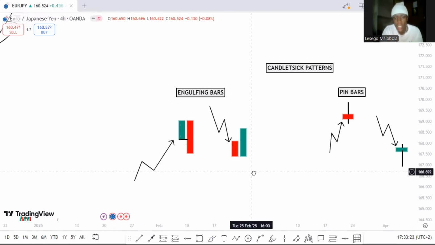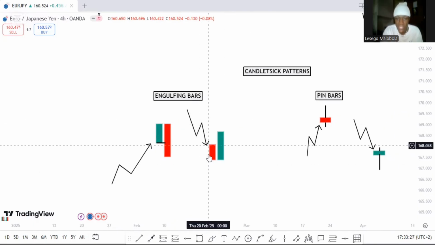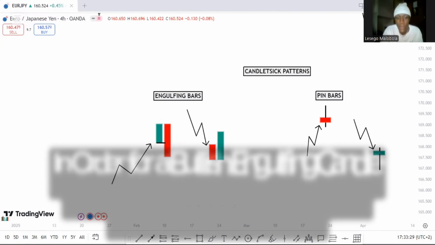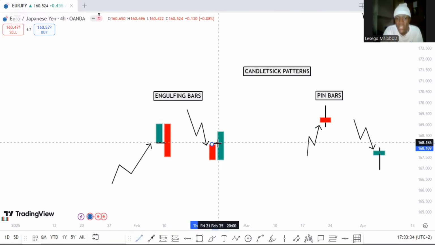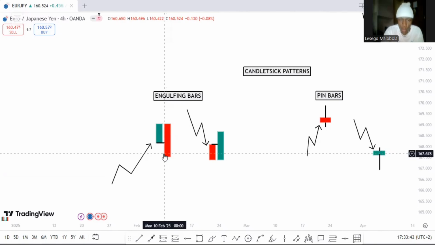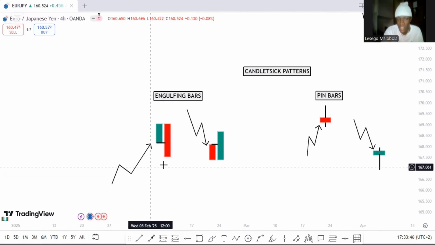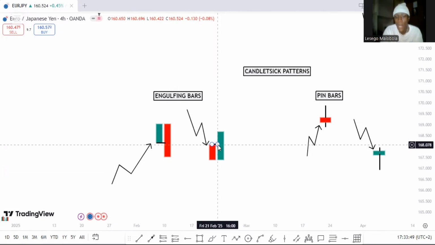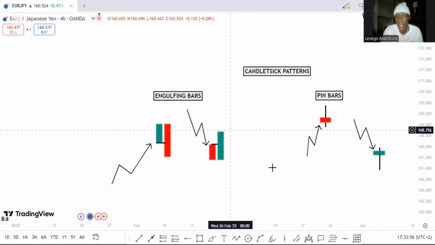Same thing with the bullish engulfing candlestick. Price was trending down, as you can see right over there, then gave us this bearish candlestick, and then the bullish candlestick closed above the open of the bearish candlestick, which resulted in it engulfing. You understand me? So this is how price engulfs. As long as price closes below the open of the bullish candlestick, this is the bearish engulfing candlestick. And as long as price closes above the open of a previous bearish candlestick, it is identified as what? As a bullish engulfing candlestick.